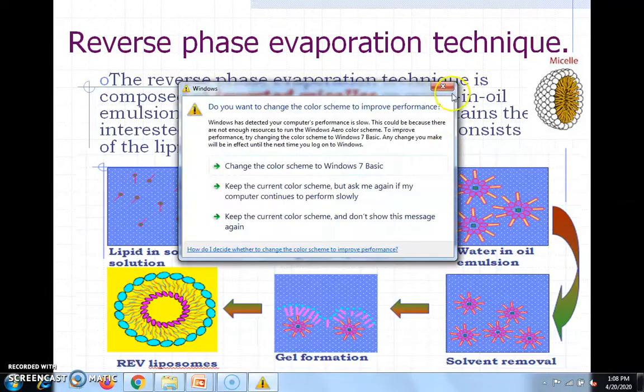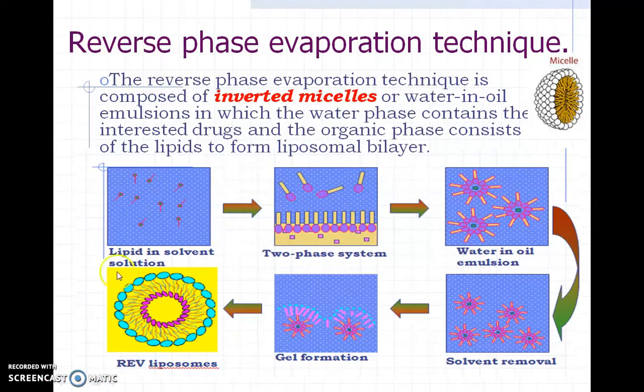So first we are preparing the lipid solution of solvent, then two phase system, then WO emulsion, and why this method is called as reverse phase, because here we are evaporating the continuous phase. So we are evaporating the organic solvent, then the micelles will come closer, they will form a gel and they get converted into vesicles, that is reverse evaporation.